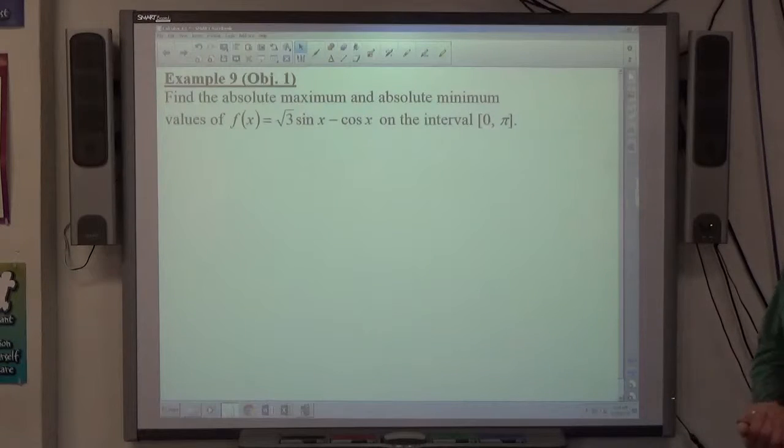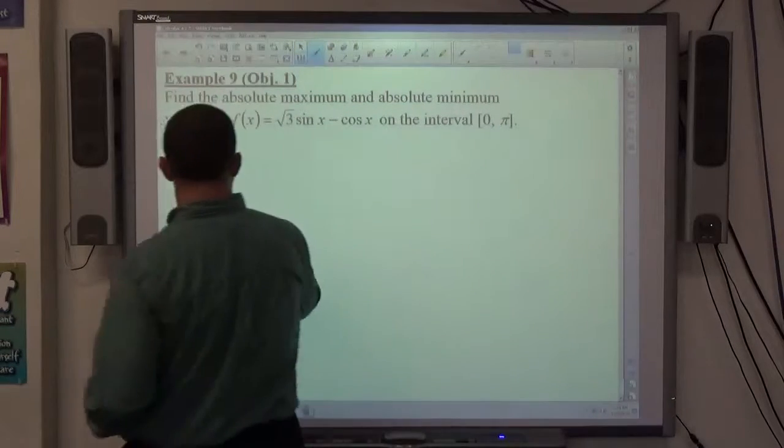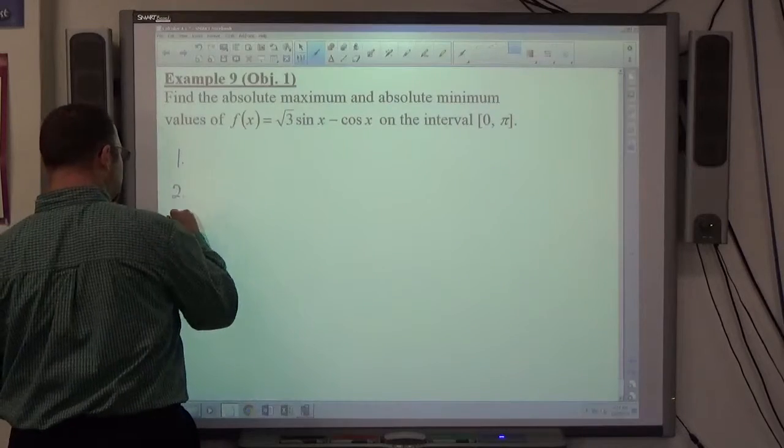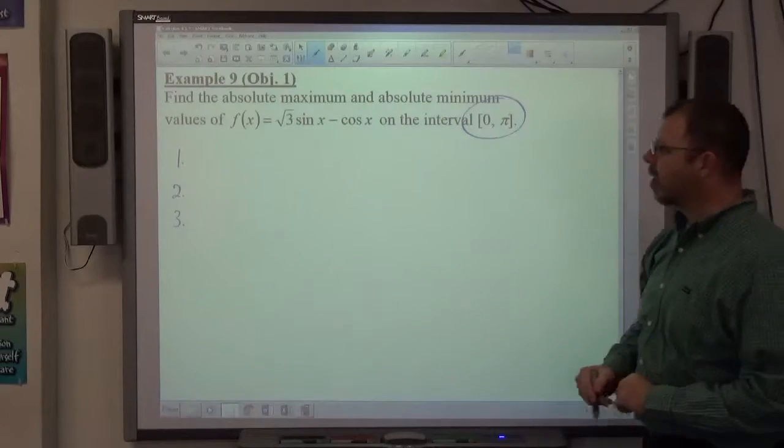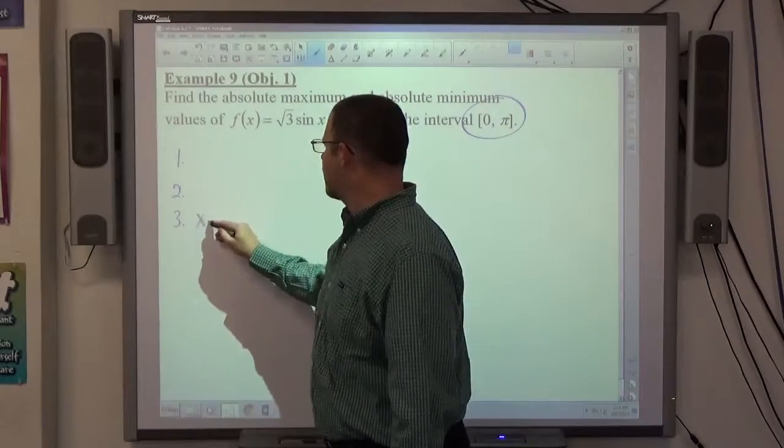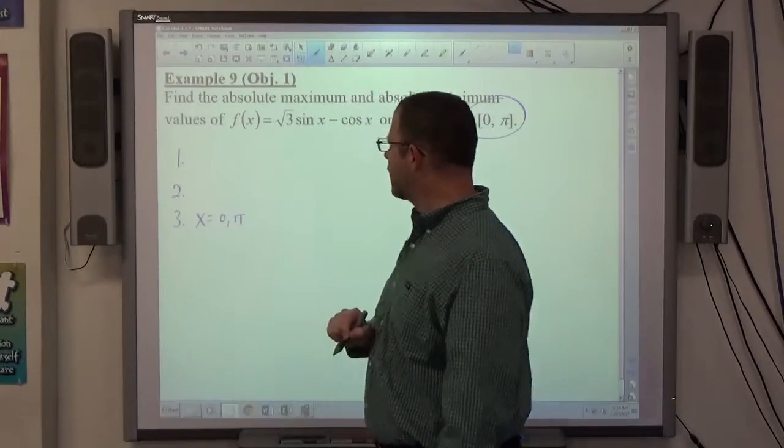Okay, the final example today: absolute maximum and minimum of f of x equals the square root of 3 sine of x minus cosine of x on the interval 0 to pi. So again, we've got our three criteria. Criteria 3 is the easy one: endpoints, so 0 and pi are automatically critical numbers. x equals 0, pi.